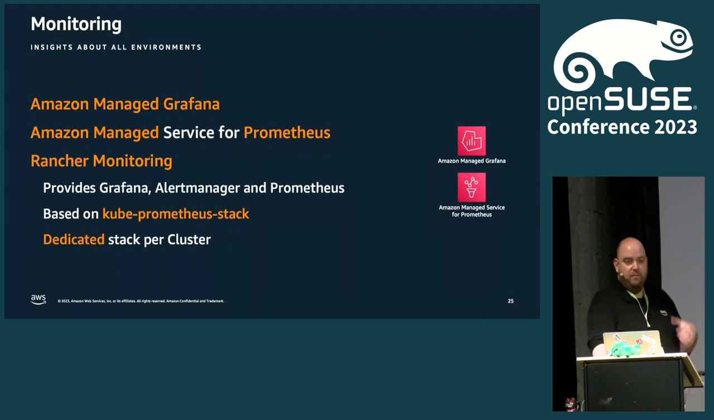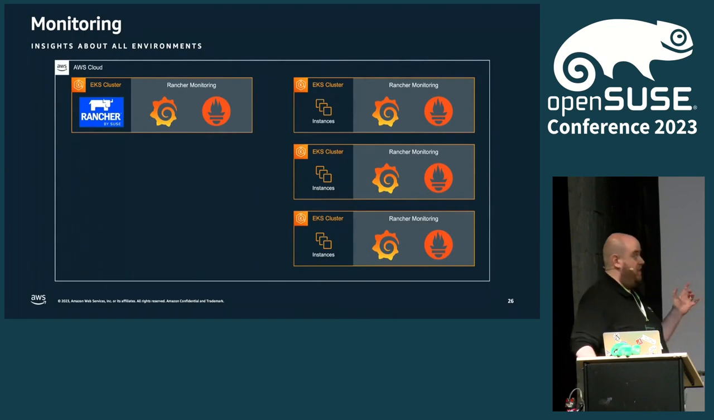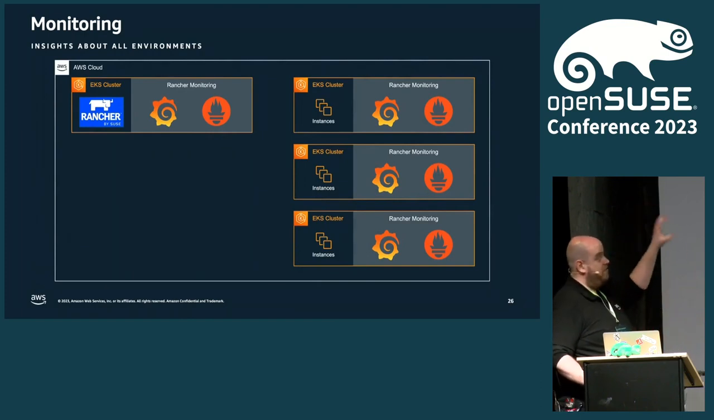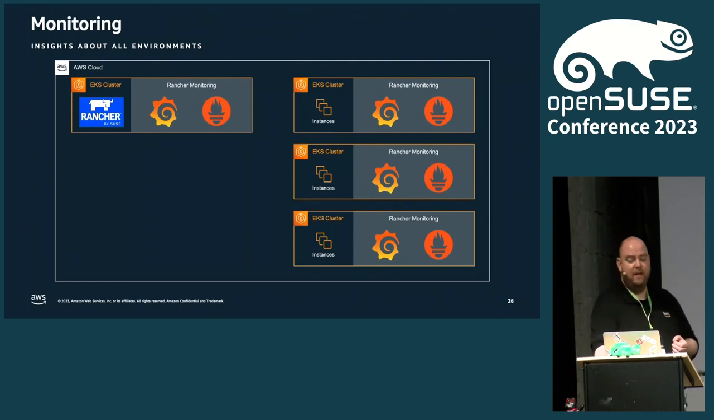And last but not least, monitoring. Amazon provides managed services for Grafana and Prometheus. The approach from Rancher monitoring is to deploy a separate Prometheus and Grafana stack per cluster. This is how such a setup looks like. So you have Rancher, you have three downstream clusters, and every cluster has Grafana, every cluster has Prometheus, every cluster collects logs and has a dashboard and so on and so forth.